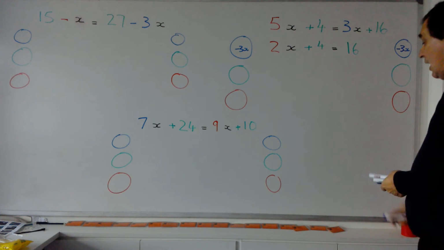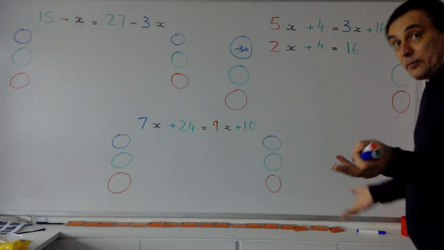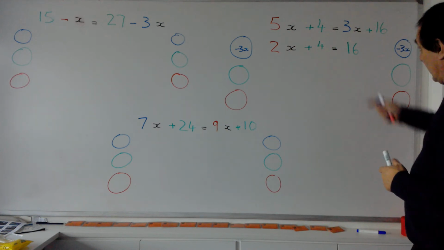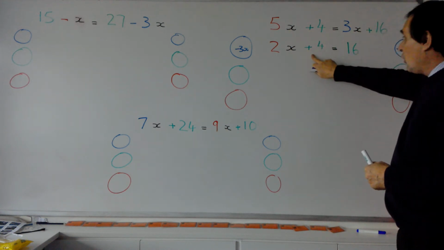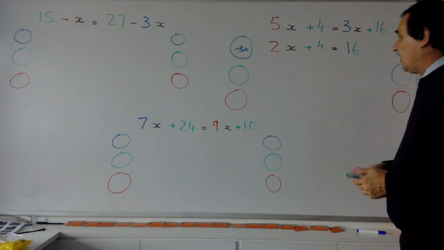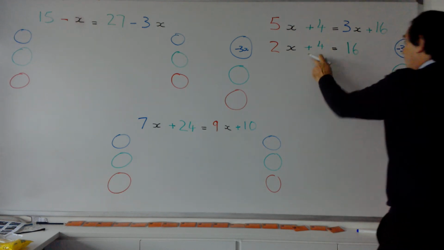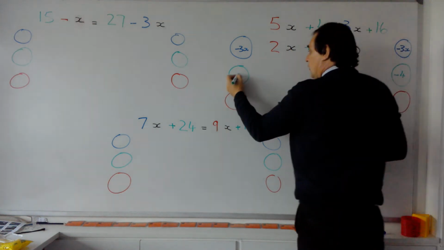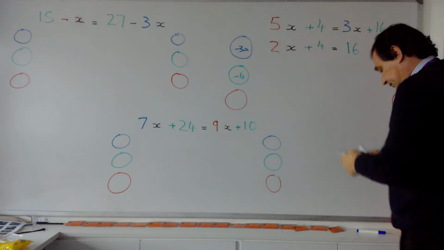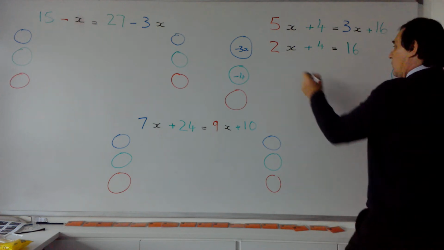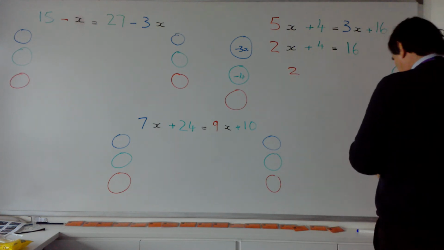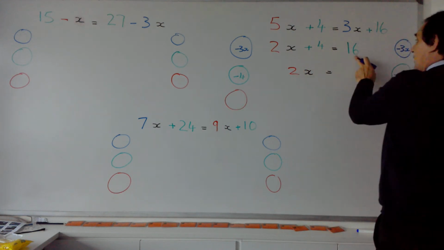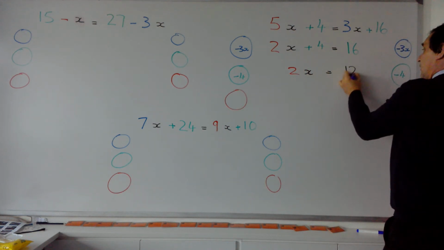So now the blues have gone. We've finished our blue stage. Green stage, numbers now, familiar territory. We've got a plus 4 to get over to the other side, so we do the inverse of plus 4, which is take away 4, from both sides. That leaves us with 2x equals, and 4 taken away from 16 leaves 12.